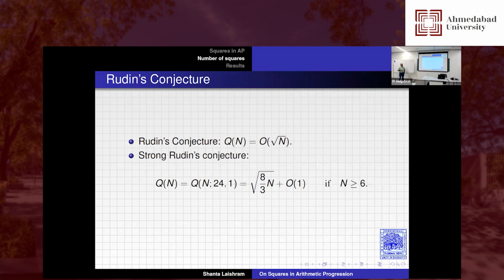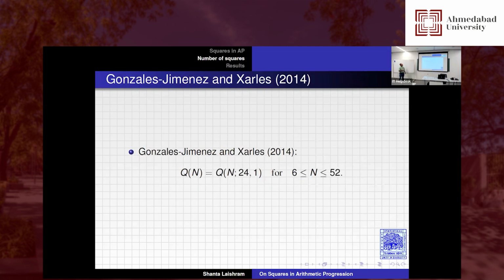So of course, this conjecture is open. You see, n equal to 5 is not correct, because 49 plus 120 is the counterexample. But after 5, everything else should come, the maximum number of squares from the arithmetic progression 1, 1 plus 24, and so on. Now, Gonzalez, Jimenez, and Charles verified this conjecture when capital N is less than 52. So basically, they proved that when the length of the arithmetic progression is up to 52, the maximum number of squares comes from the arithmetic progression starting at 1 with common difference 24.